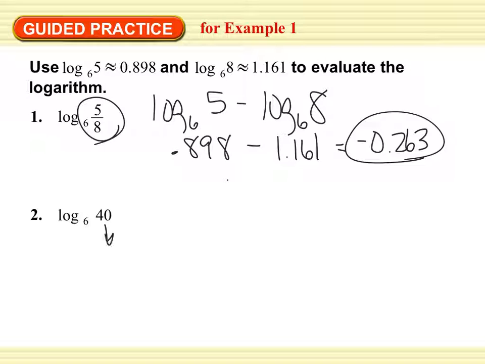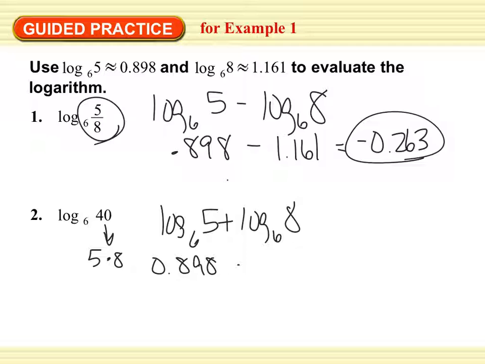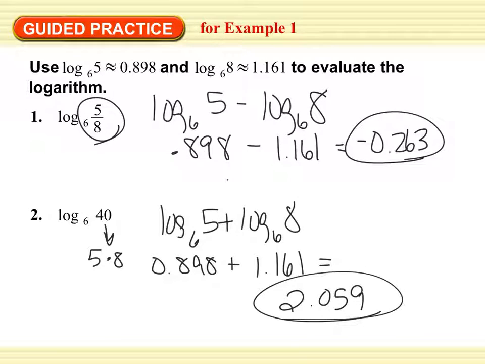5 times 8 is 40. So I'm going to change this to 5 times 8. So log base 6 of 5 plus log base 6 of 8. 0.898 plus 1.161 gives me 2.059 as an answer.